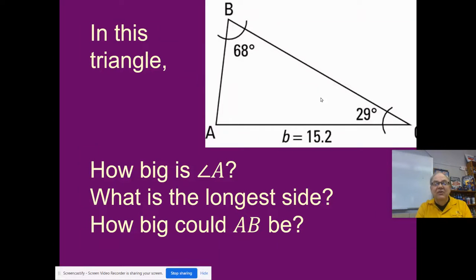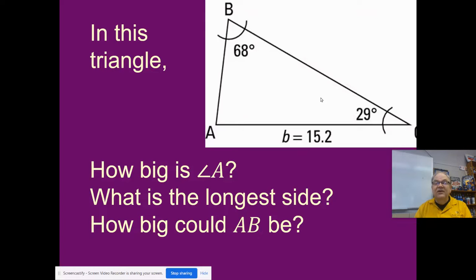Here it's asking how big is angle A, what's the longest side, and how big could AB be? Well, angle A you could get by just subtracting from 180. If I take 180 minus 68 minus 29, what I'm pretty sure you get is 83. So angle A's got to be 83 degrees.